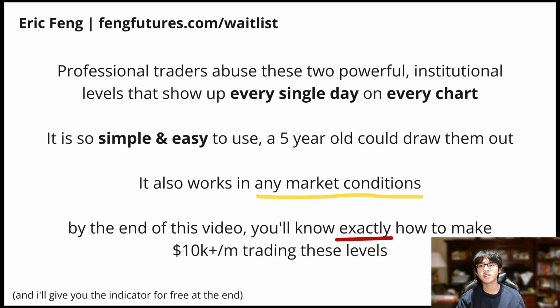Professional traders abuse these two powerful institutional levels that show up every single day on every chart. So futures, forex, crypto, stocks, it's all on there. And it's so simple and easy to use. A literal 5-year-old is able to draw them out. And it works in pretty much all market conditions, whether the market is trending or chopping.